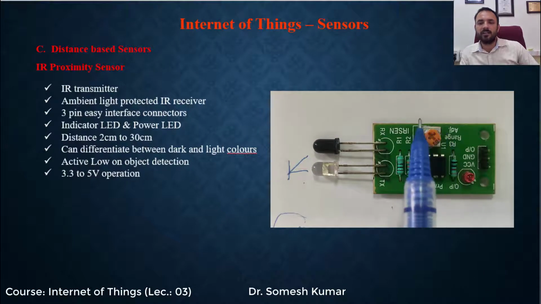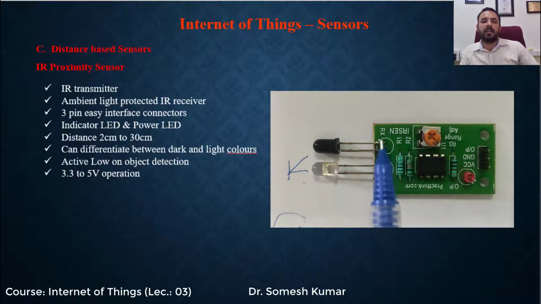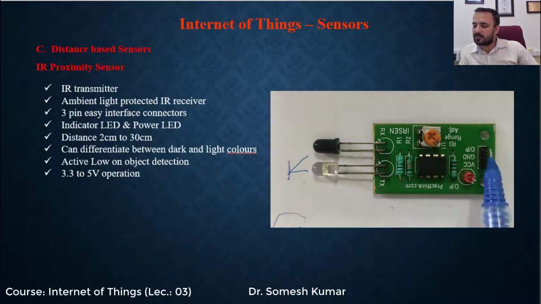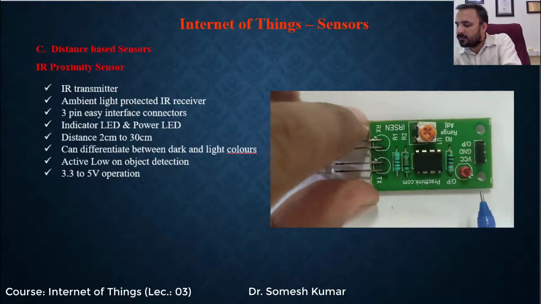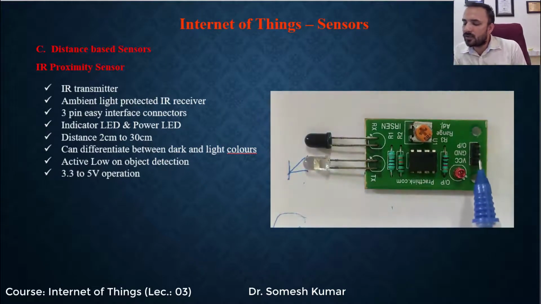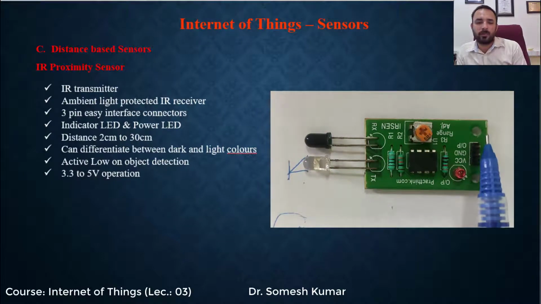Fine. And there are three pins in it. First, second, third. So the first one is your VDD, second one is your ground, third one is your output pin. Fine. So this ground is connected to the negative supply, and this VCC is basically the plus 5 volt. Fine. And the output is taken from this pin.